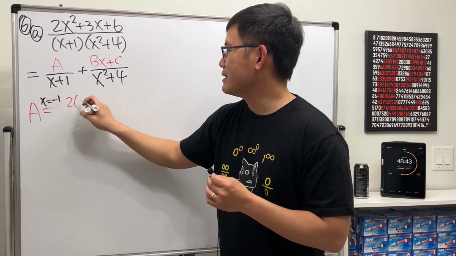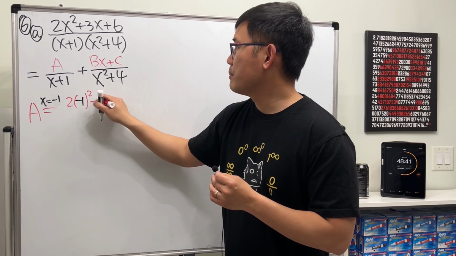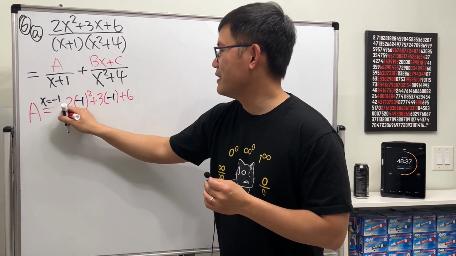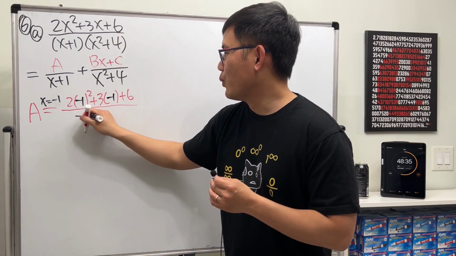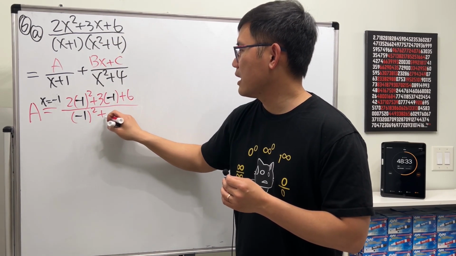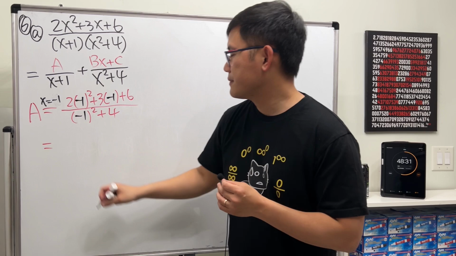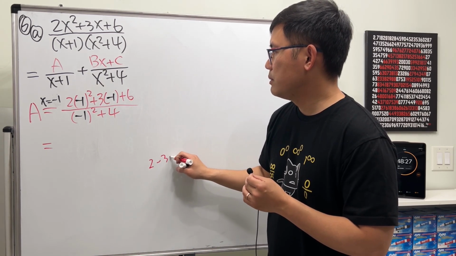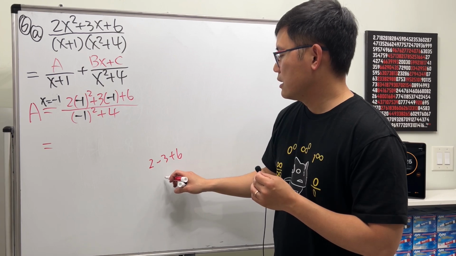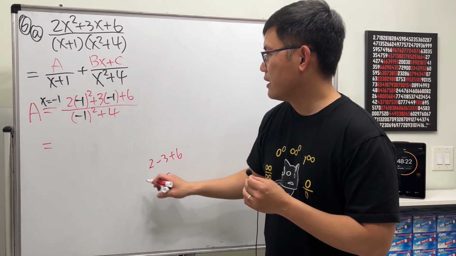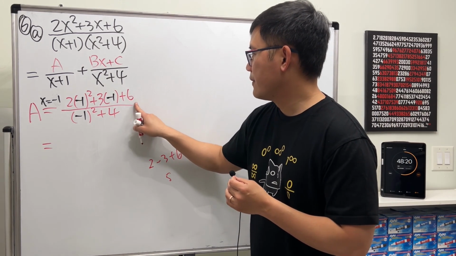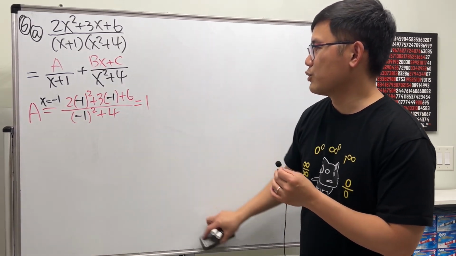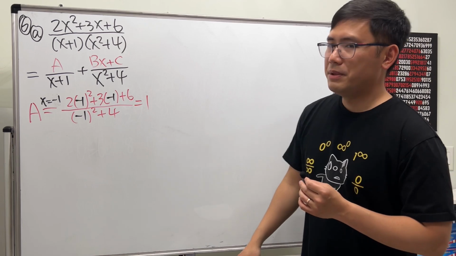So 2 times negative 1 squared plus 3 times negative 1. Even the cover up method here is not that easy. And then negative 1 squared plus 4. That's 2 minus 3 plus 6. That's negative 1, so that's 5. So that's 5 over 5. So altogether, we will end up with 1. So that should be clear. It's just arithmetic. Now, the bizarre part is b and c.